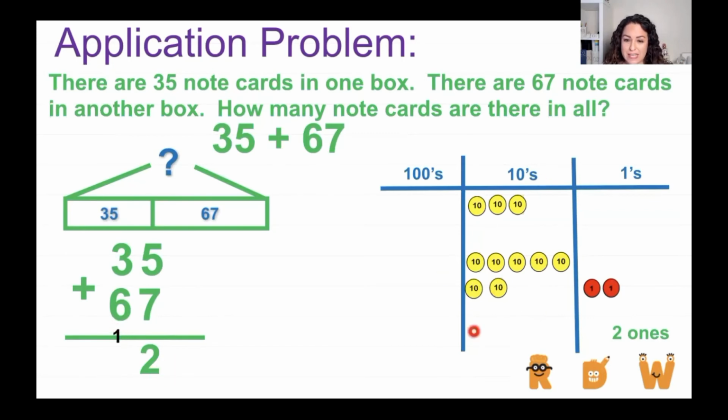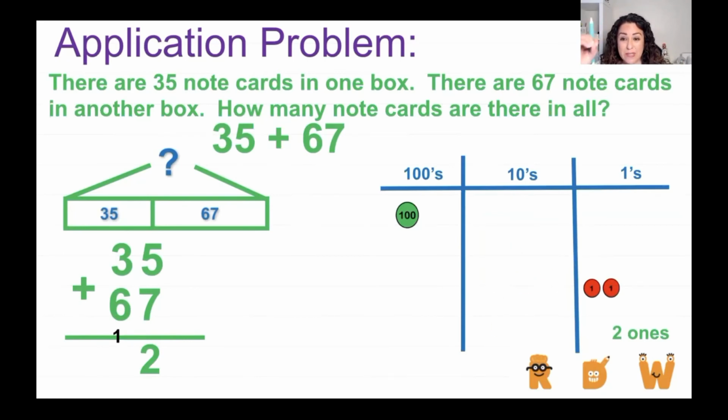Now let's look at my tens. I have 5, 6, 7, 8, 9, 10. I have 10 tens. So when I look at my 10 tens, what am I going to do with that? I have to make a new group. So let's go ahead and do that. And I have 100. So how many tens do I have left? I have 0 tens left.